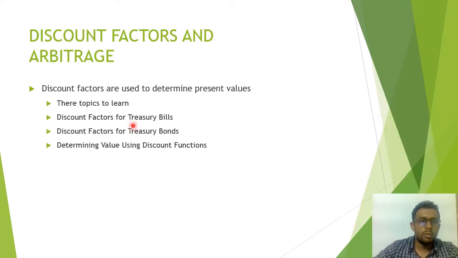Discount factors and arbitrage. Discount factors are used to determine present values. In this topic, there are three subtopics to learn. Discount factors for treasury bills, discount factors for treasury bonds, and determining value using discount functions.